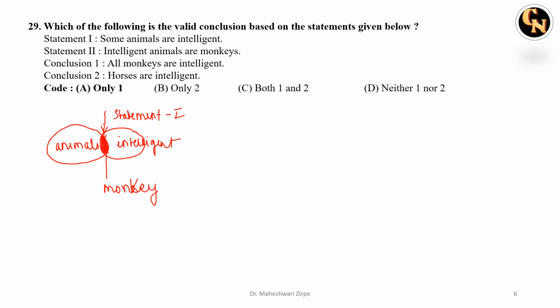They are monkeys. So it is intelligent and also an animal, meaning monkeys. So only this red portion that we have marked will come to be monkeys according to statement 2. Statement 2, then conclusion, what they are saying, conclusion 1 is all monkeys are intelligent. So we cannot say like this, all monkeys are intelligent.